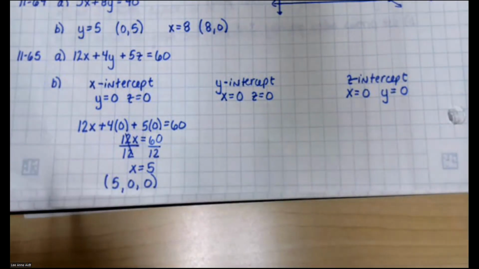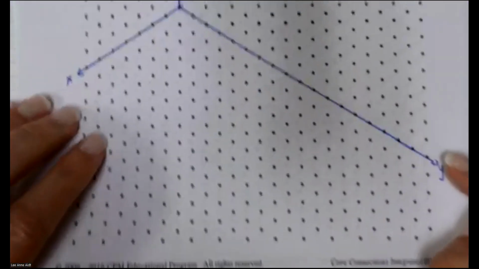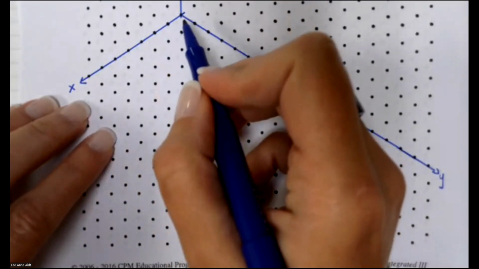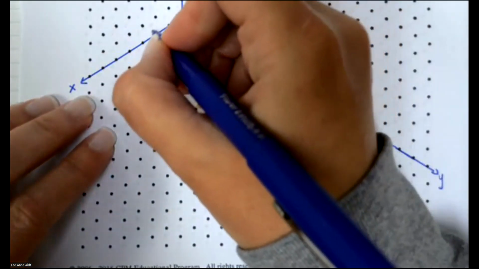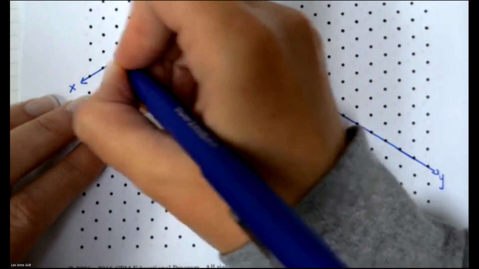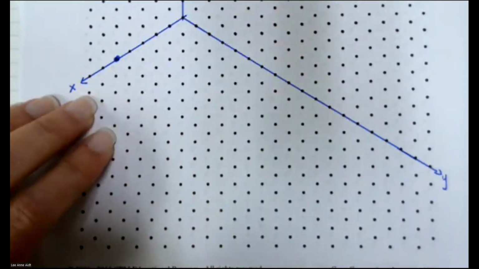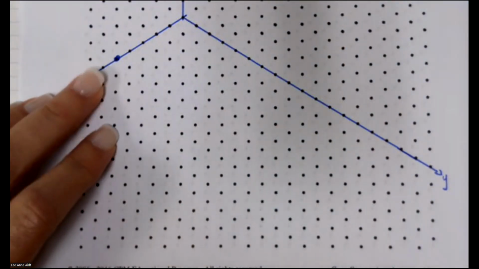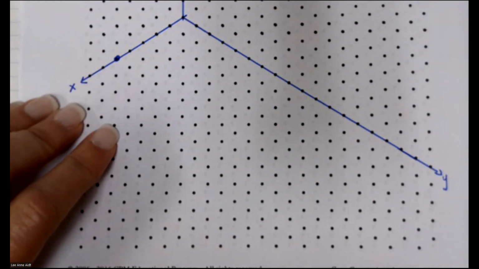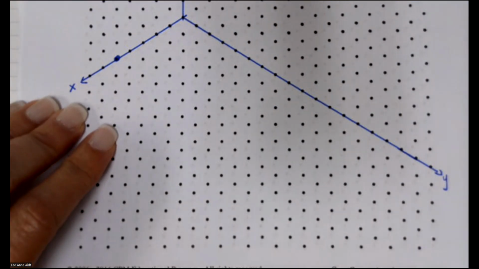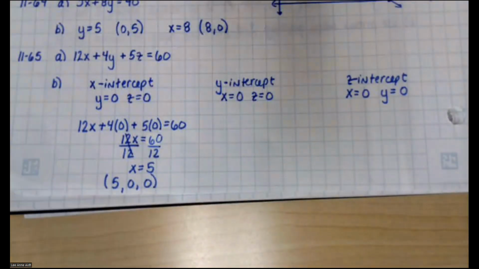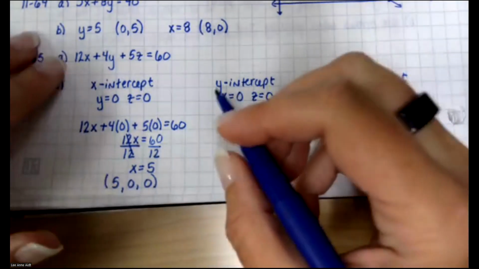Okay, so go to your graph, go to the origin, and go to 5, 0, 0. Do you guys know how to finish this? Yeah. Okay. All right.